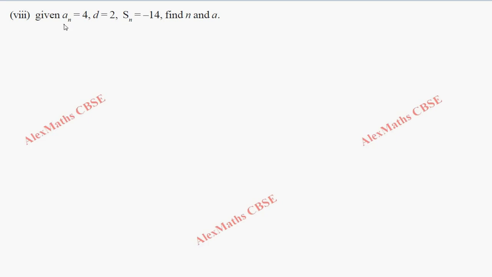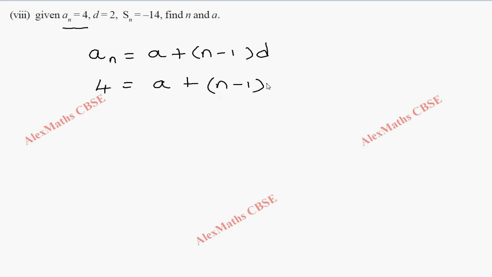Subdivision 8. We have an value, which is 4, d is 2, Sn is minus 14. We have to find the value of n and a. Since they have given an, let's write the an formula. an equal to a plus (n minus 1) into d. an is 4. a we have to find out, we don't know. n also we don't know. So n minus 1 is written as it is, and the value of d is 2.